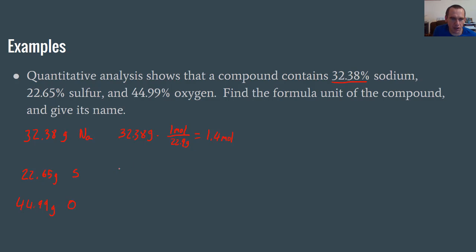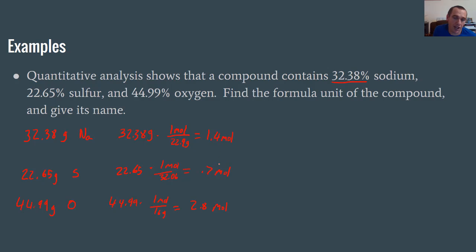Same process here. I'm going to take 22.65 grams of sulfur times 1 mole per 32.06 grams of sulfur. That's moles. And this gets me about 0.7 moles. And then finally oxygen, 44.99 times 1 mole per 16 grams. And this gets me 2.8 moles of oxygen.